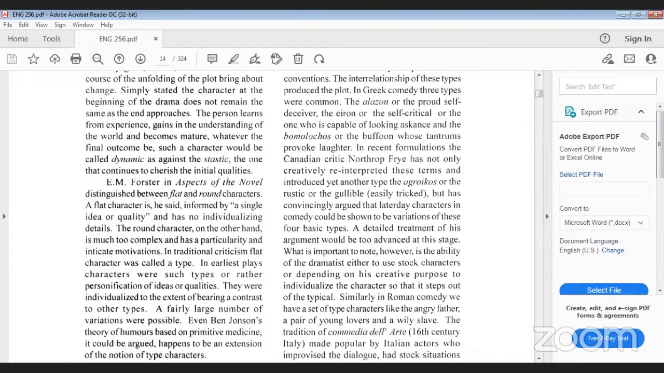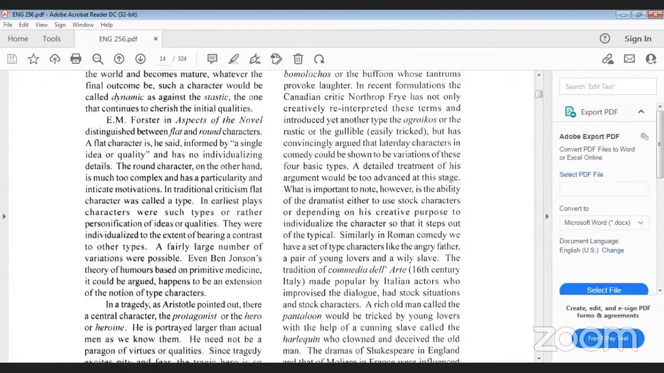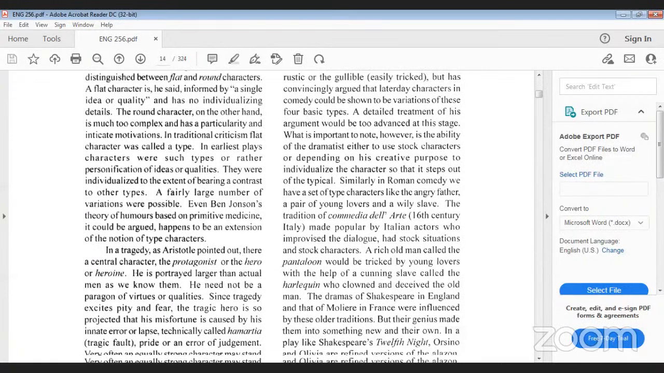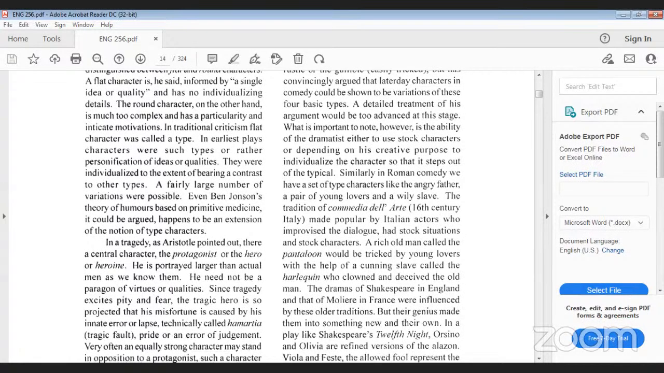A fairly large number of variations were possible. Even Ben Jonson's theory of humours, based on primitive medicine, can be argued to be an extension of the notion of the type character. In a tragedy, as Aristotle pointed out, there is a central character, the protagonist or the hero or heroine.